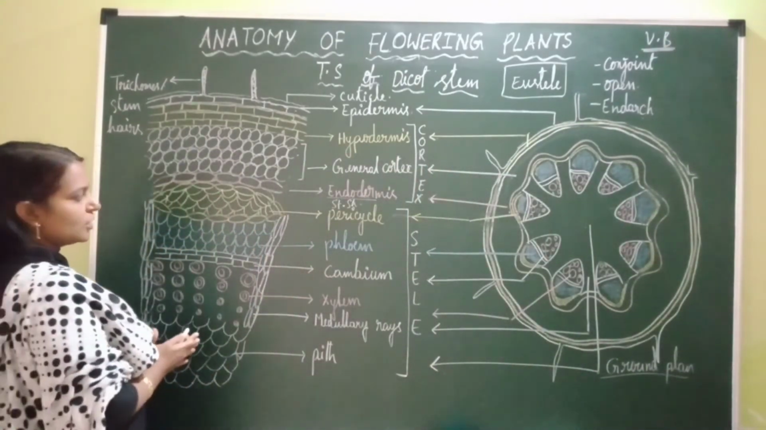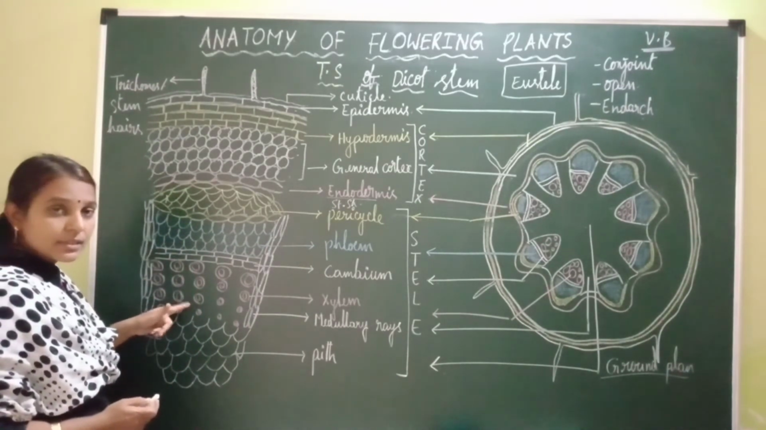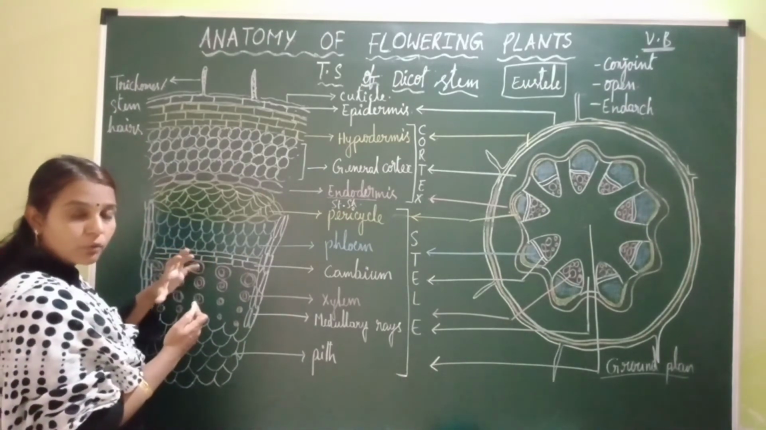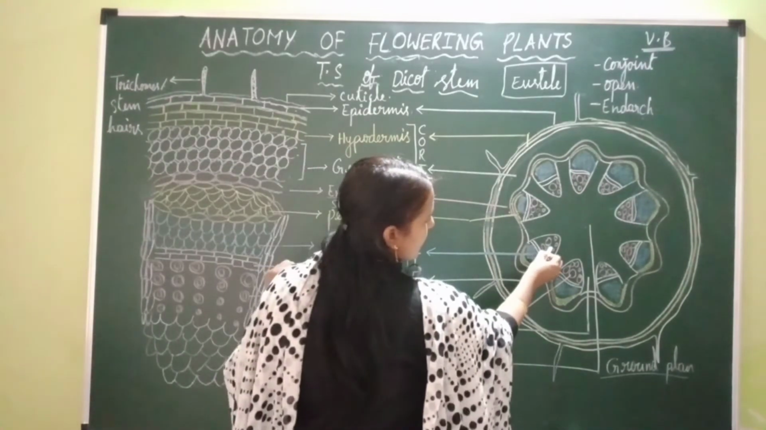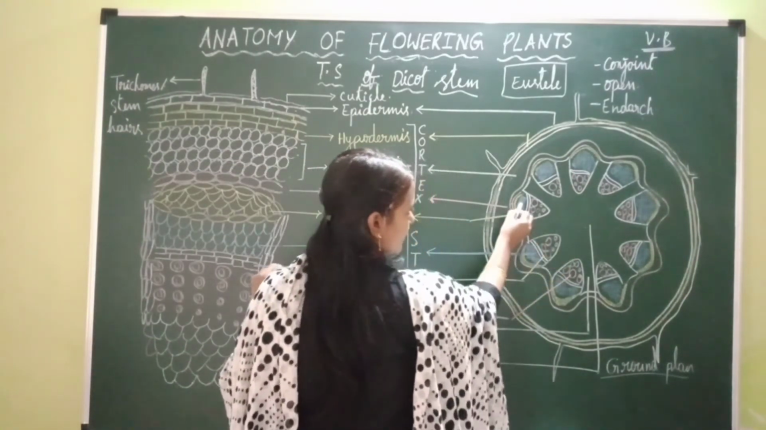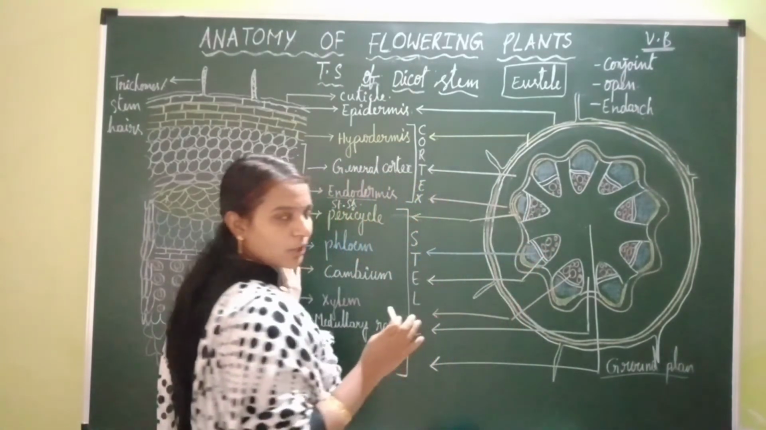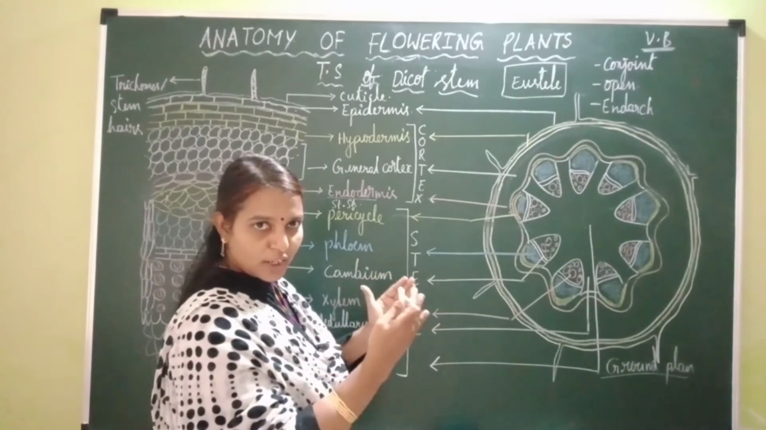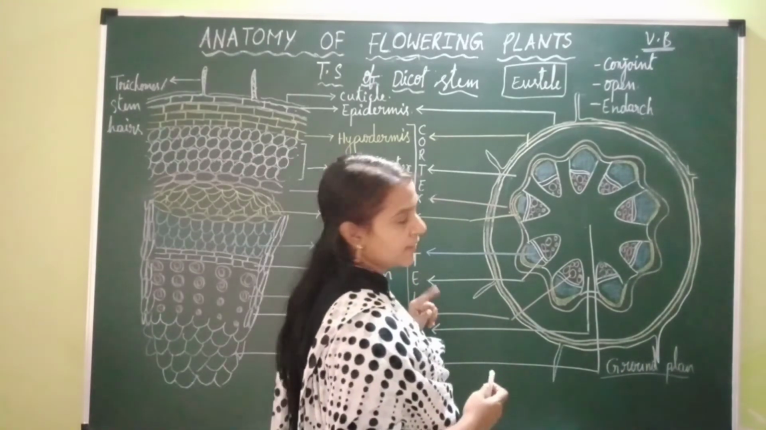They are conjoint because both phloem and xylem are present together in the same vascular bundle, forming one vascular bundle. So this is phloem, this is xylem, forming one vascular bundle. Hence it is called conjoint, where both the phloem and xylem patches are joined to form a single vascular bundle.